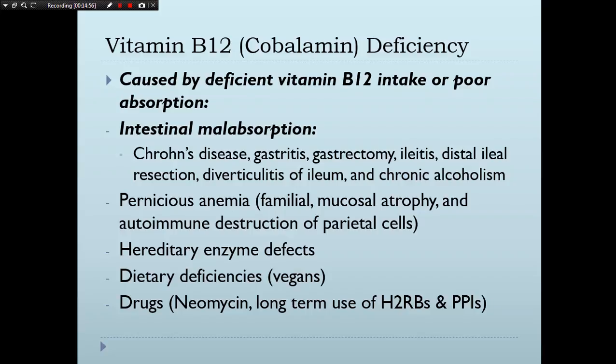A lot of our vegans, strict vegetarians, are at risk for vitamin B12 deficiencies because the majority of what we get for B12 is from meat products. There are going to be some drugs that can lead to cobalamin or vitamin B12 deficiencies. Neomycin decreases the absorption of vitamin B12. The long-term use of histamine blockers and PPIs are going to decrease gastric acid secretion from our parietal cells, and we need gastric acid for the uptake and the absorption of vitamin B12.